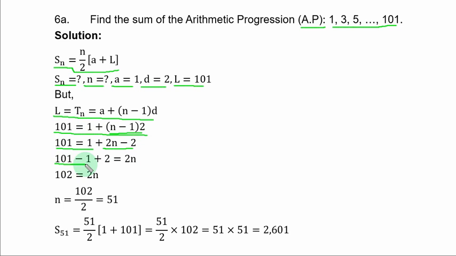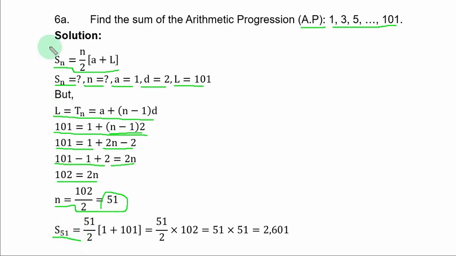Collect like terms, you have 101 minus 1. If you transfer plus 1, it becomes minus 1. If you transfer minus 2, it becomes plus 2, equal to 2n. When you add and subtract, you have 102 equal to 2n. To get n, divide both sides by 2, and n is equal to 51. So the number of terms is 51, and the sum of the 51 terms is what we want.